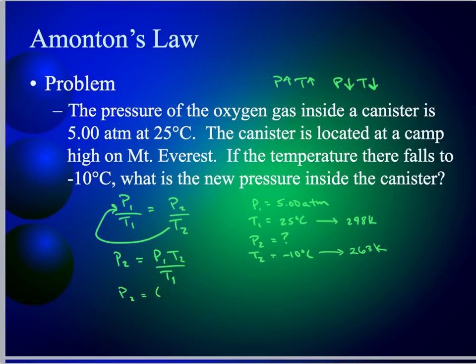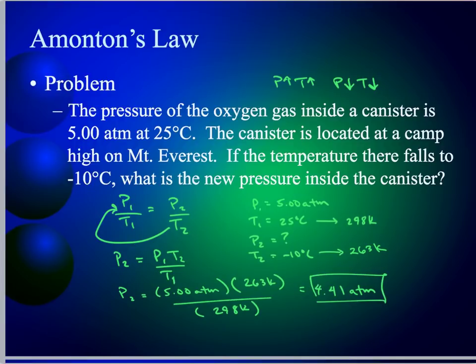P2 is equal to, well, P1 is 5 atmospheres, times T2, which is 263 Kelvin, divided by, okay, T1 is 298 Kelvin. All right. And my answer here to 3 significant figures, run on the calculator, is 4.41 atmospheres. So it's actually lost a little more than 10% or so of its pressure just by the temperature drop there. 4.41 atmospheres. Not as much pressure with the cold temperature.